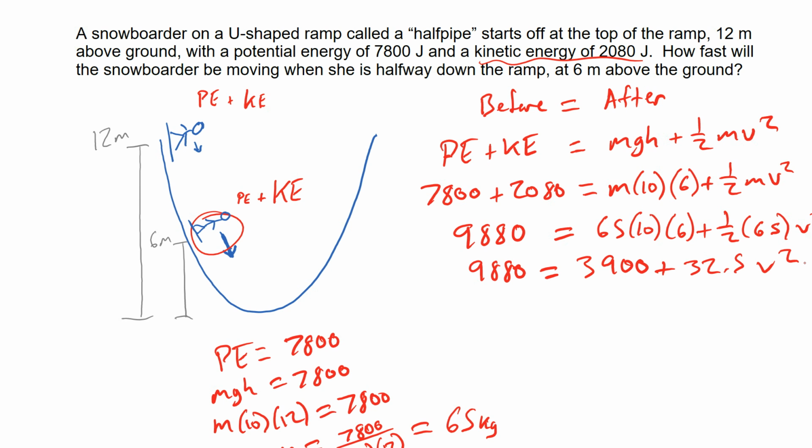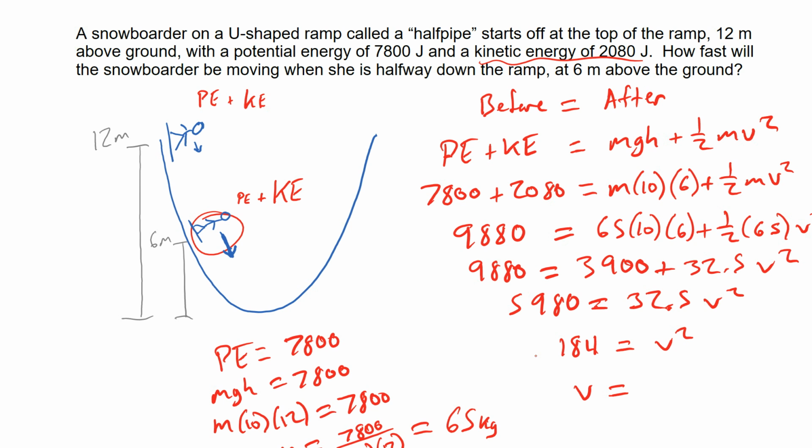So using this, we can solve for v squared. I'm going to subtract 390 from both sides. That gives us 5,980 equals 32.5 v squared. And now I just need to divide that by 32.5. That gives us 184 is equal to v squared.